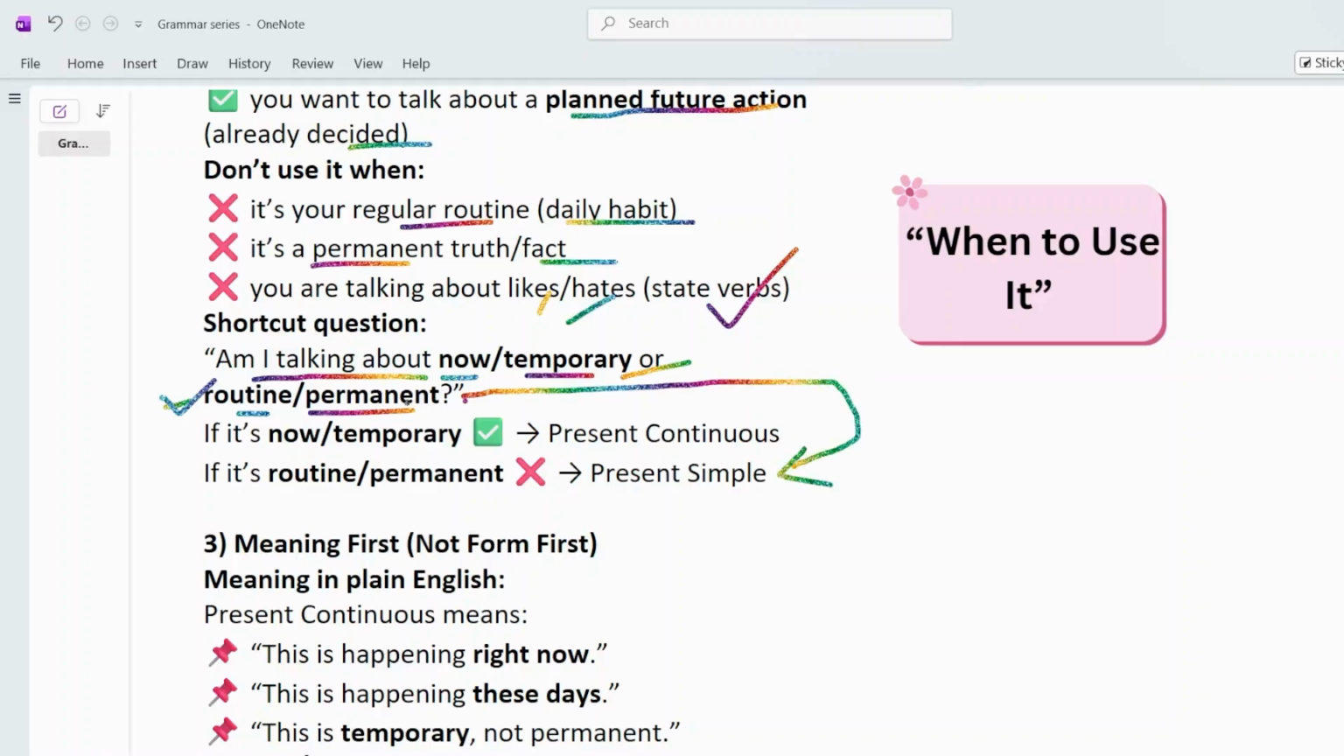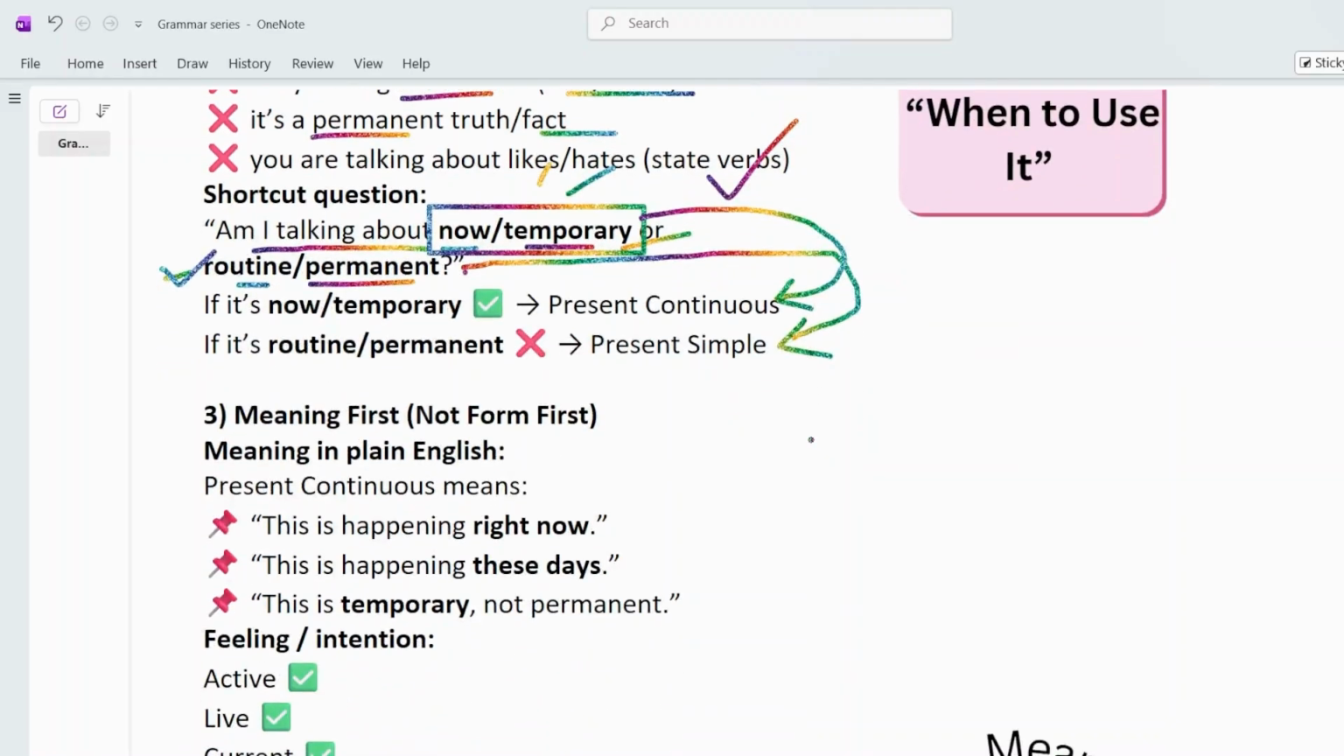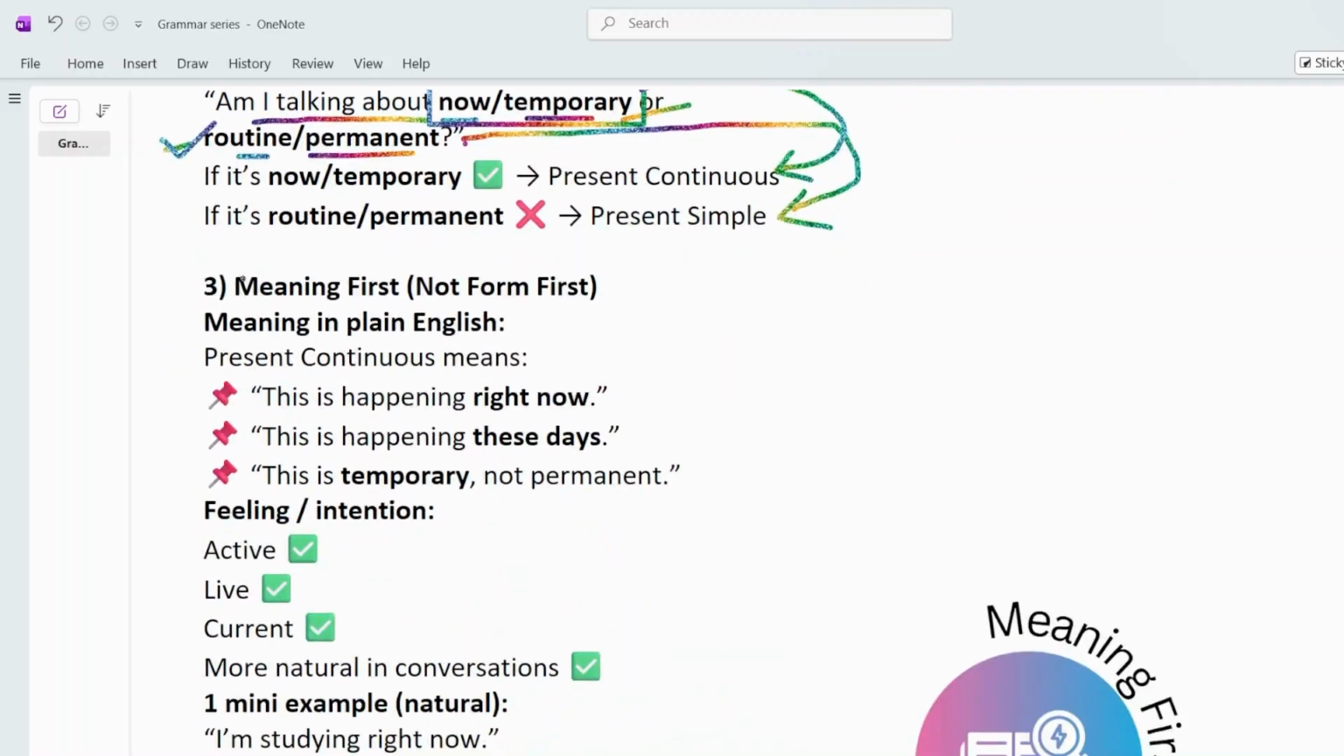Now, if you're talking about a situation that is happening now, or it is temporary, like work from home or something like that, it has to be in reference with present continuous tense. I hope I'm clear here. Okay. Again, I'm reinforcing. If it is now, then it is present continuous tense. If it's routine, then it is simple present. All right. Great. Let's look at the third section.